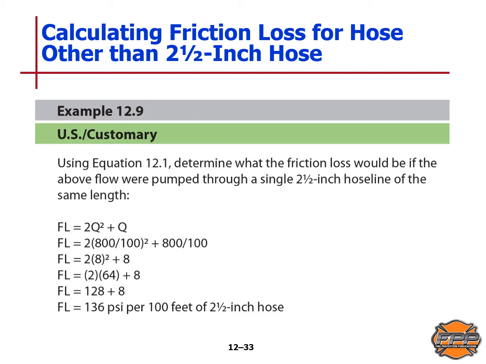So you have your same formula, friction loss equals 2Q squared plus Q. So friction loss equals 2 times 800 divided by 100 squared plus 800 divided by 100. So you just plug in your numbers. Friction loss equals, once you work out the math, 2 times 8 squared plus 8. If you further extrapolate, you get friction loss equals 2 times 64 plus 8, which is 128 plus 8. And friction loss equals 136 psi per 100 feet of 2.5-inch hose.